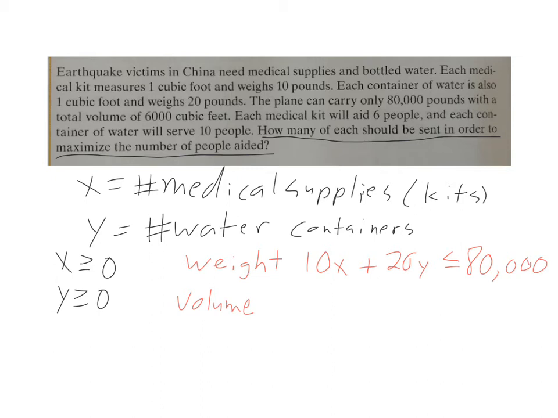Now let's look at our volume constraint. Each medical kit is 1 cubic foot, and there are x number of them, and each container of water is also 1 cubic foot, and there are y numbers of those. And the maximum that the plane can hold is 6,000 cubic feet. So the total of those two has to be less than or equal to 6,000. Now what I'm going to do is go to a separate screen and graph all of these inequalities on the same graph and see what our feasible region looks like.